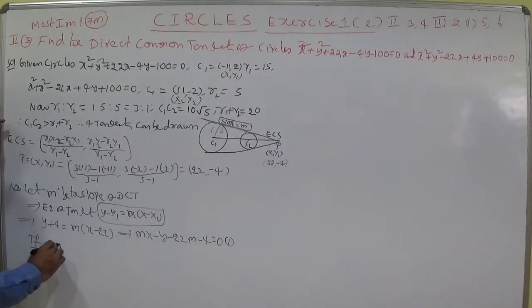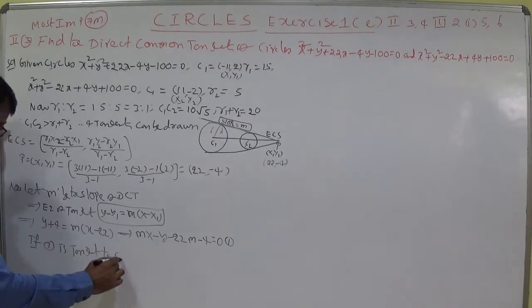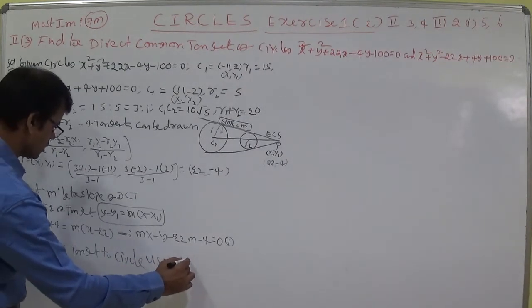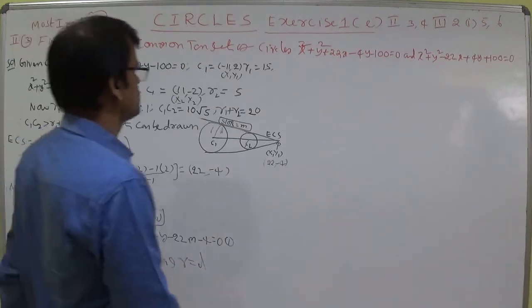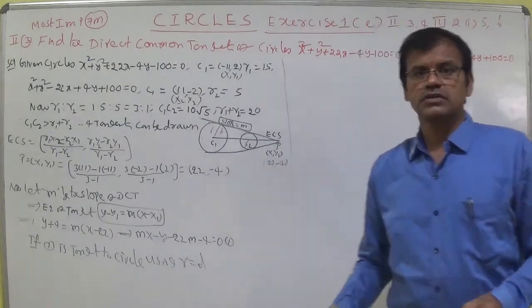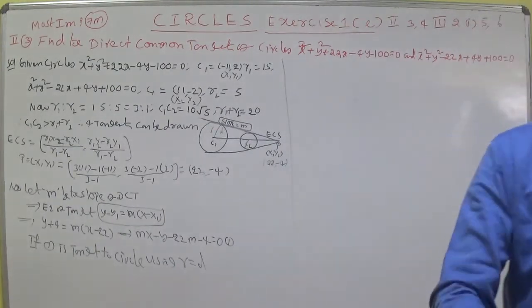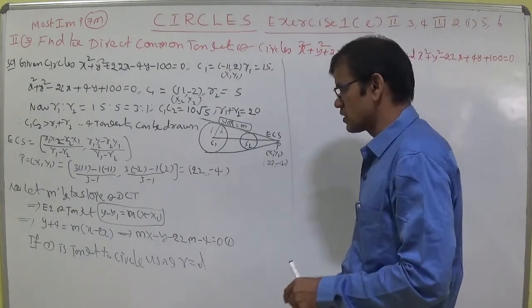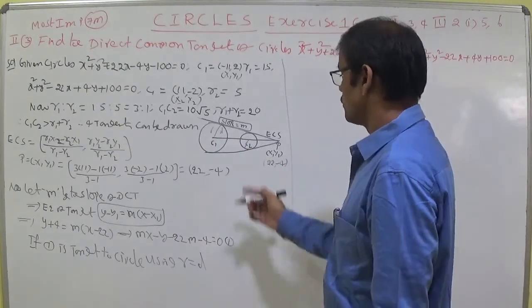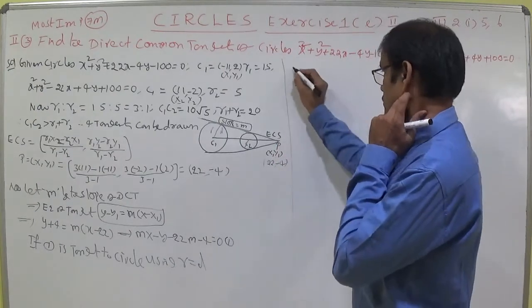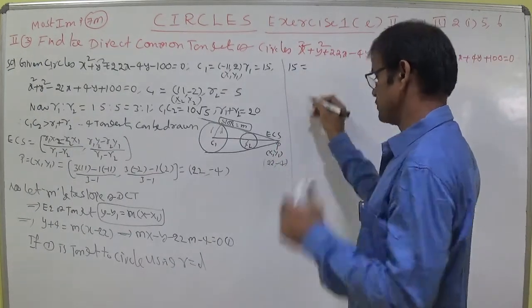If the line is tangent to circle 1, using r is equal to d. What is r, what is d? r is the radius of whatever circle you are thinking of. If you take the first circle, you should consider the radius of the first circle. If you take the second circle, you should consider the radius of the second circle. Let us consider the first one. 15 is equal to d.